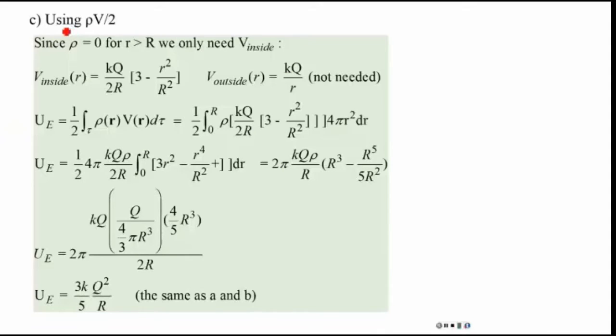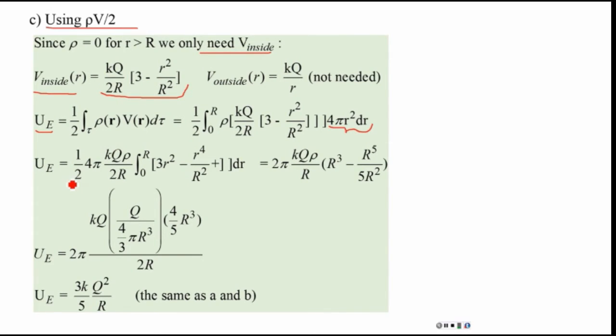Now we're ready to do our calculation of the electrostatic energy using rho times V. And so we're only going to need V inside because that's the only region where rho is not equal to 0. Here's our V inside that we've derived. It's equal to this quantity here. We don't use V outside, and so we put that into our electrostatic energy. The integral is 1/2 times rho V integrated over the volume of the sphere. We'll put in our 1/2, we'll put in rho, we'll put in our kq over 2R, 3 minus r squared over R squared for our V inside, and then here's our d tau, our friend 4 pi r squared dr.